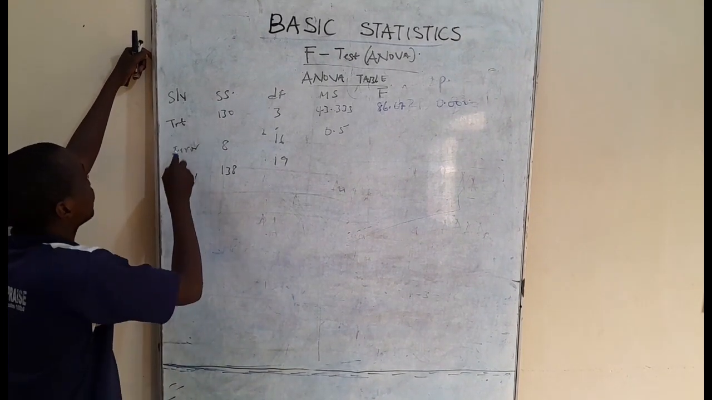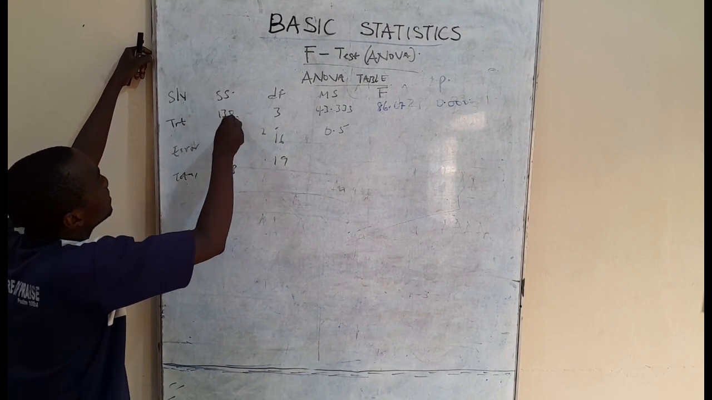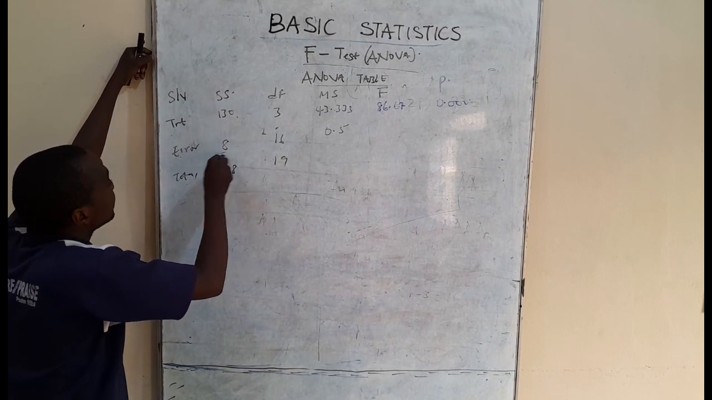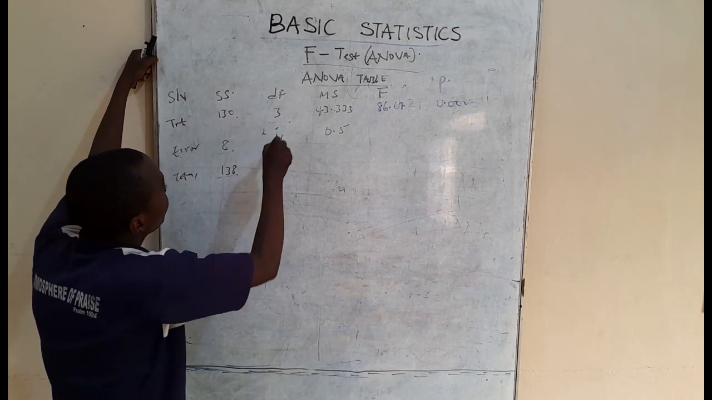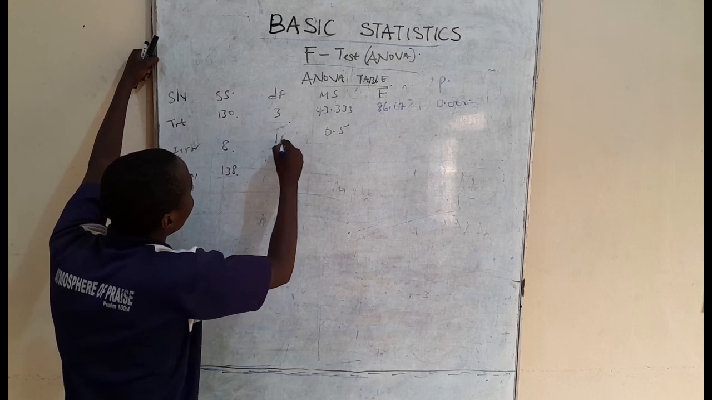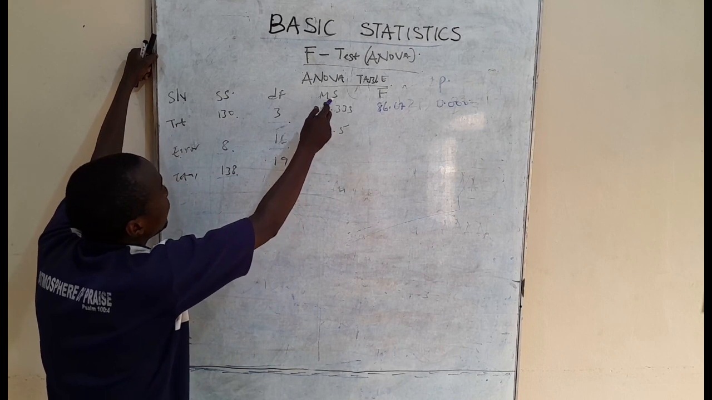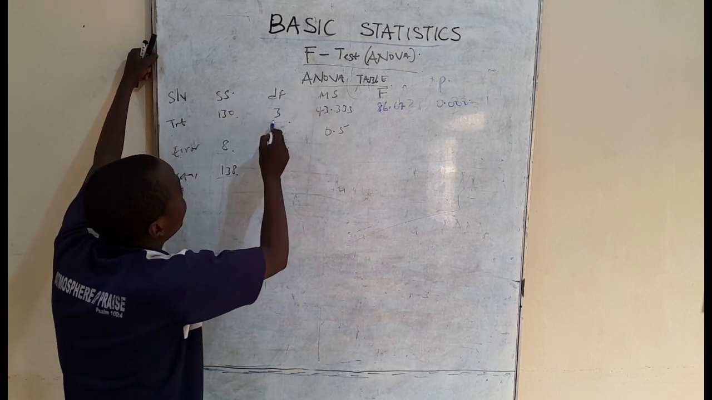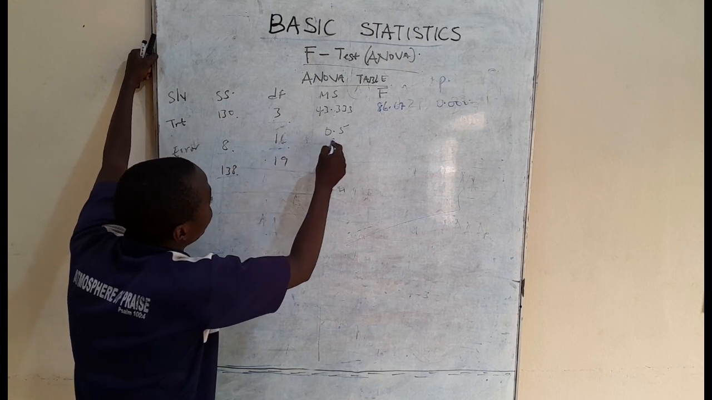So we have the treatment, we have the error, and we have the total. The sum of square for treatment that we have is 130. Sum of square for error is 8. Sum of square for total is 138. Now the degree of freedom we have 16 for error, and the total is 19. To get the mean square, we take 130 divided by 3, and 8 divided by 16, which gives us 0.5.